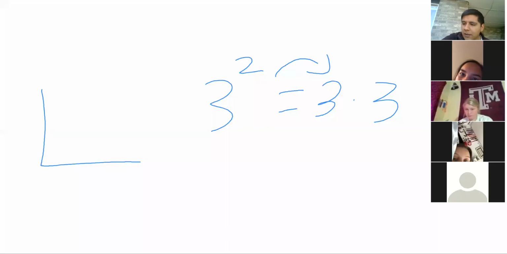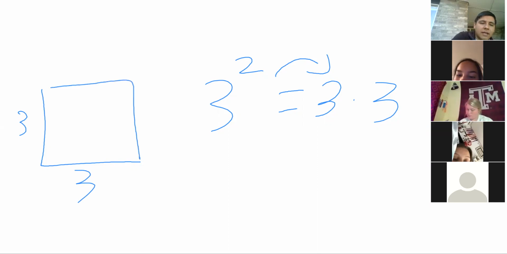So that means that 3 times 3 is going to give us the area of a square, right? Whenever we are squaring something, we're pretty much finding the area of a square with those sides. So 3 squared tells us that 3 times 3 means we have a square with an area of 9. And so that's why we call it squared, right? 3 squared. Okay?